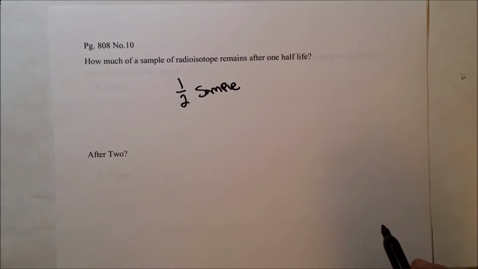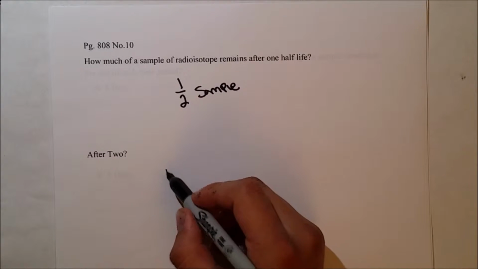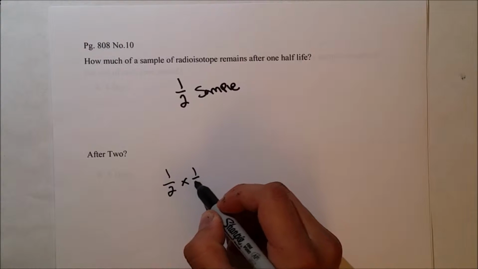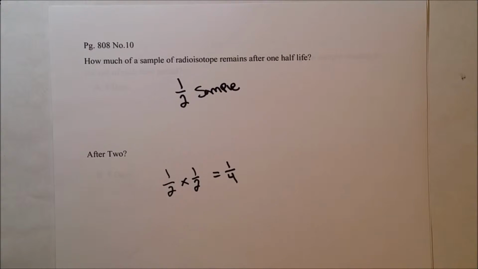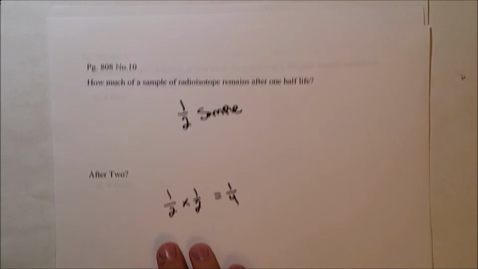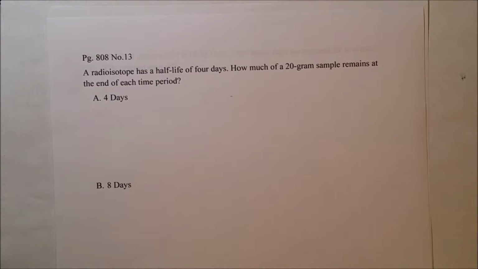And after two half-lives, we just halve it again. So what's 1/2 of 1/2? That is 1/4. So that's how much would remain after two half-lives. This system keeps applying throughout all the problems we'll do.